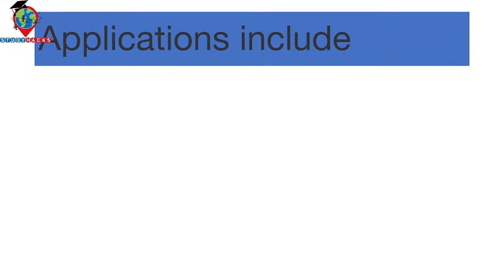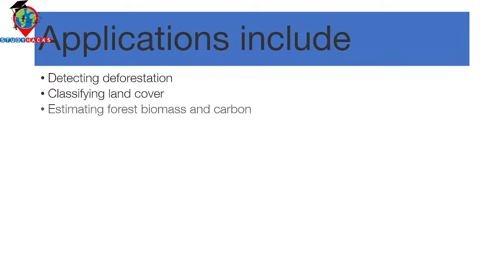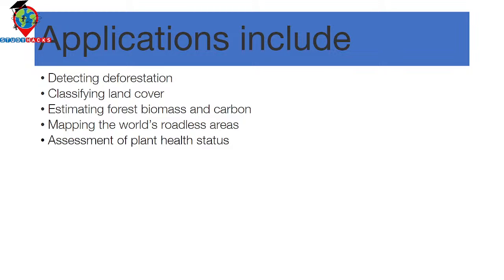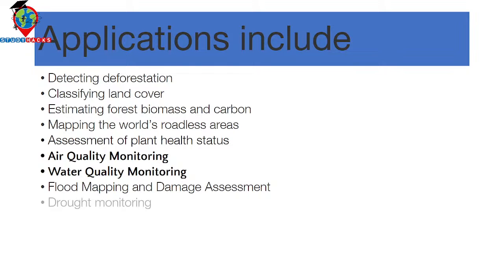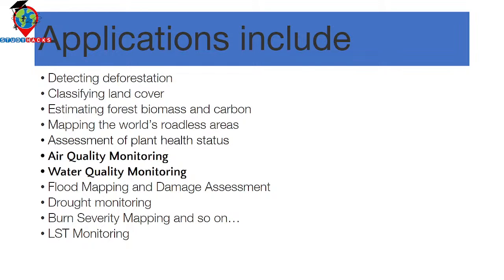There are a lot of applications of the Google Earth Engine platform. All of those remote sensing analyses we can easily do using this platform. I mention some here. You can see detecting deforestation, classifying land use and land cover mapping, estimating forest biomass and carbon, mapping roadless areas, assessment of plant health status, air quality monitoring, as well as water quality monitoring, flood mapping and damage assessment, growth monitoring, burn severity mapping, as well as land surface temperature monitoring. So any kind of remote sensing analysis we can easily do using the Google Earth Engine platform.